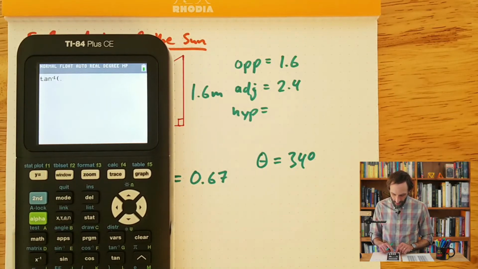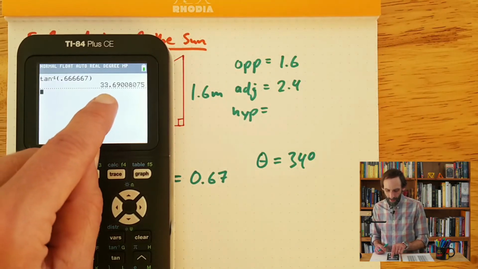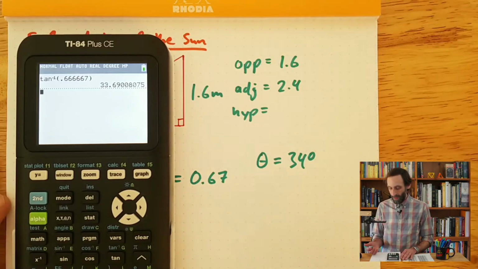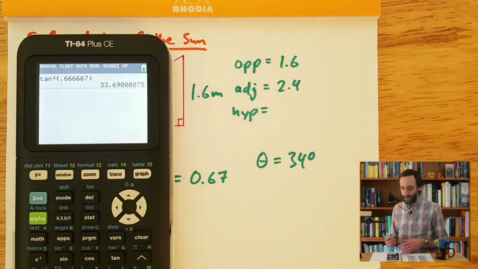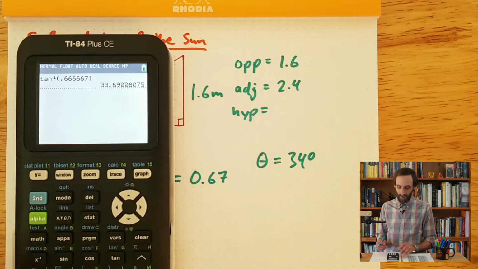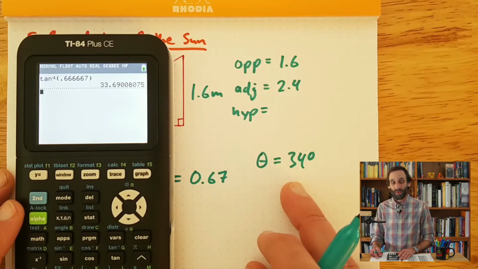And my ratio is, I can just include even more significant digits because it's on my calculator. And I get this, 33.7 degrees. So if you want to round to, say, the nearest tenth of a degree, it would be that. It would be 33.7 degrees, which, if you round to the nearest degree, of course, is 34 degrees.